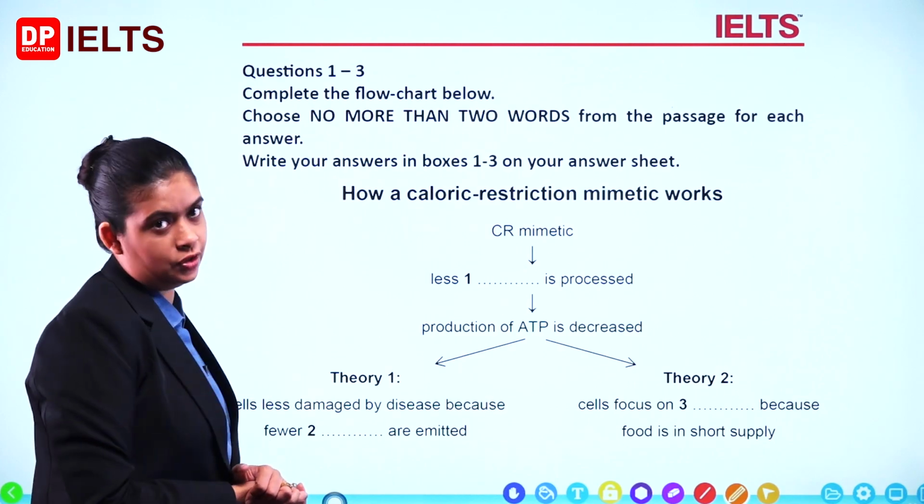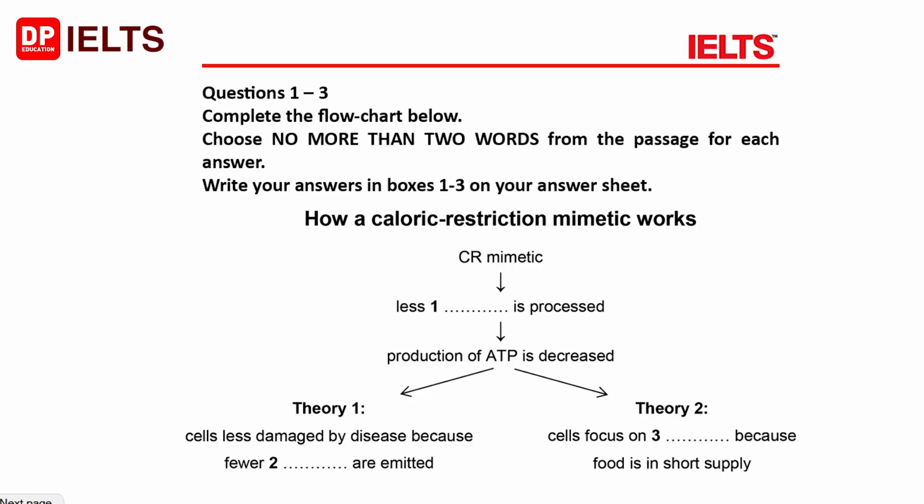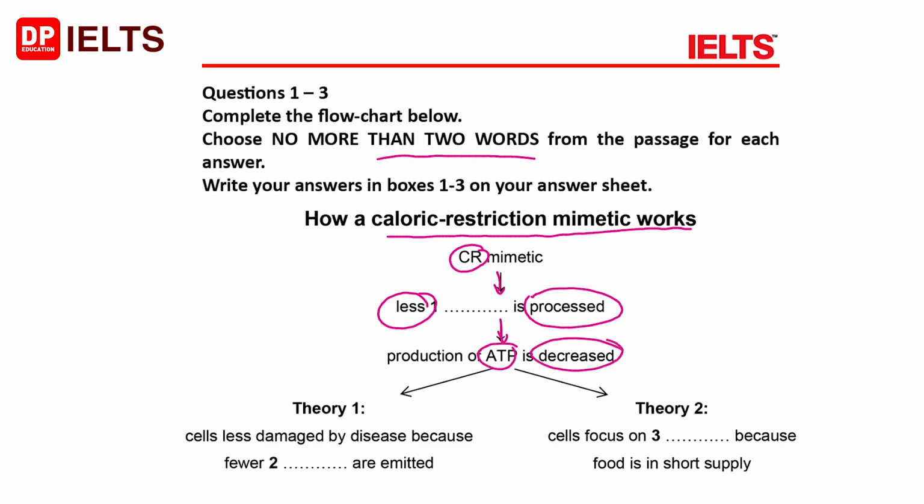I go to the question. Choose no more than 2 words from the passage. How a caloric restriction mimetic works. So CR mimetic is there. It leads to less of something is processed, and that will lead to the production of ATP, which is decreased.